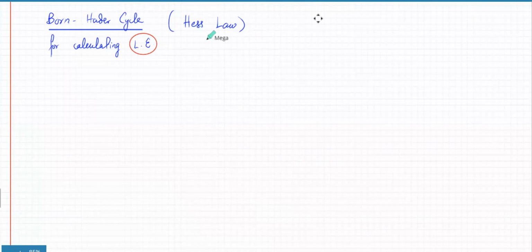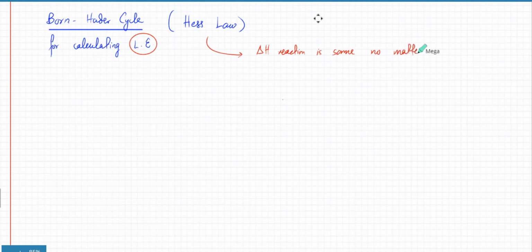So now just a brief overview or background of what the Hess law is. Now your Hess law states that the enthalpy change delta H of a reaction is the same no matter what path is taken. So no matter which path or route is taken.